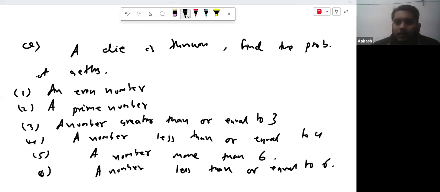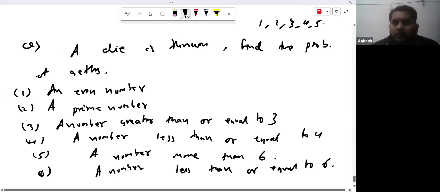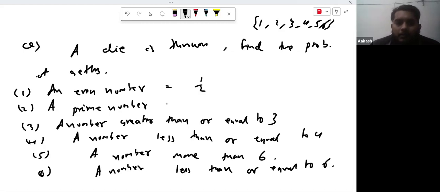All right. The sample space here is 1, 2, 3, 4, 5, 6. An even number is 1 by 2. Prime number 2 by 3, right, sir? What are the prime numbers here? 1, 2, 3, 5. 4 by 6, which is 2 by 3. Is one a prime number? Sure about that? No, it's not. In algebra, we do not count this as a prime number.